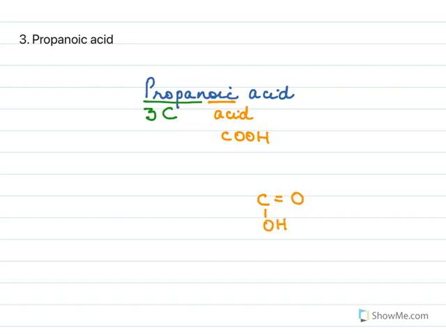Now I need to add 3 carbons. 1 carbon is already there. So I have the others here. Now each carbon has to be given 4 arms. So 1, 2, 3, and the 4th is here. So we have hydrogen, hydrogen, hydrogen. 1, 2, 3, 4. Hydrogen, hydrogen. So this is your propanoic acid, 3 carbon acid.